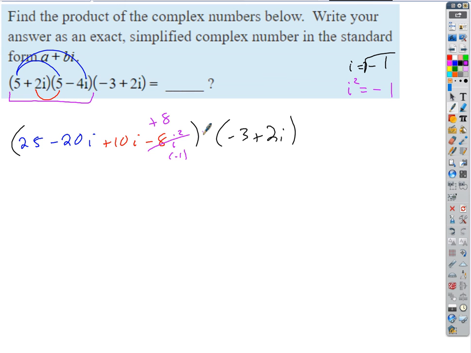So what do we end up with then? If I add up the like terms here, the real parts, 25 plus 8 is 33, negative 20i plus positive 10i. Okay, and then all we have to do now, so we're not done yet though, are we? That was just the product of the first 2. Then what would I do from there? Distribute, start over. Distribute again, right? I squared would turn into a negative 1, so that would change the sign of that term, and then add like terms and we're done. Okay, make sense?